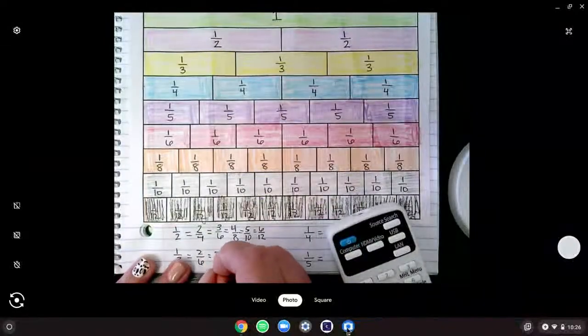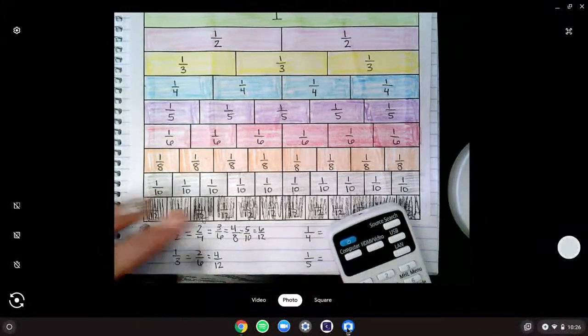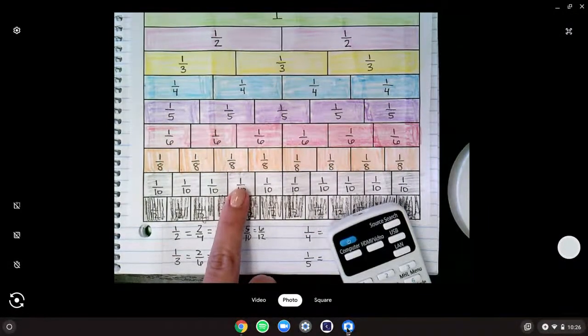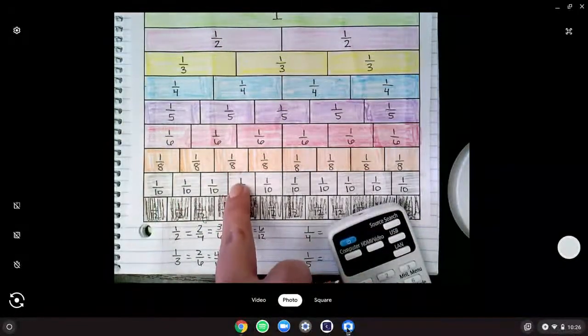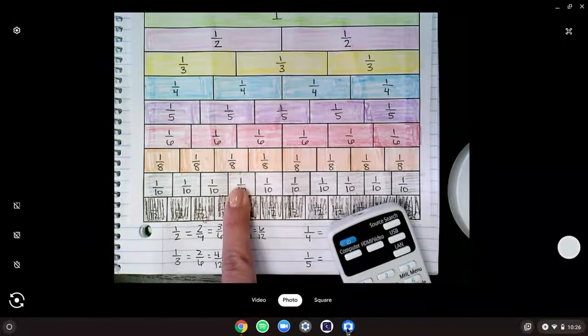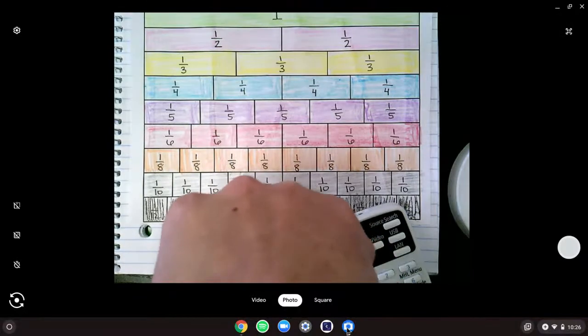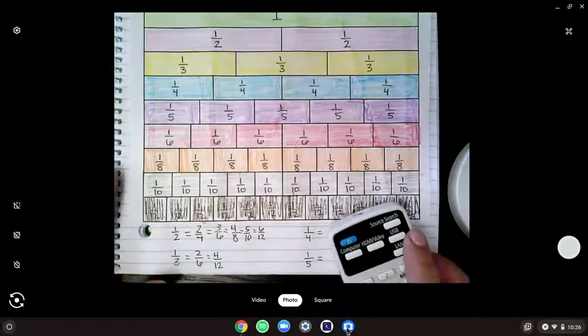Good. 4/12. Using our tiles, do we see any more? No. Can we use tenths? Does it line up exactly? No. Then we can't use it. Because remember, equivalent fractions need to cover the same amount of space. So if they don't line up, we can't use it.